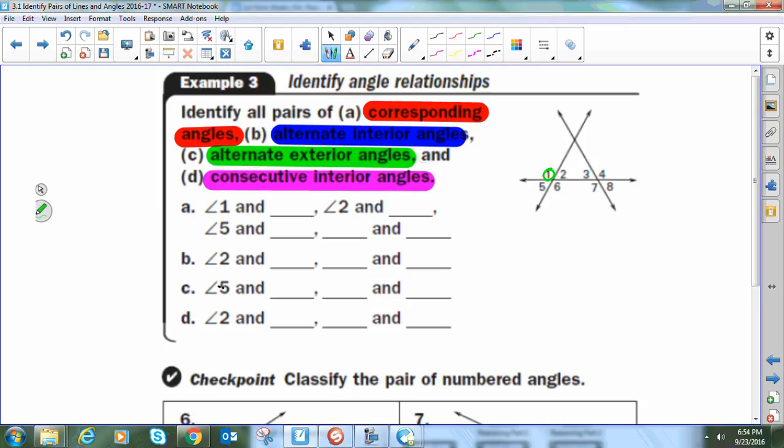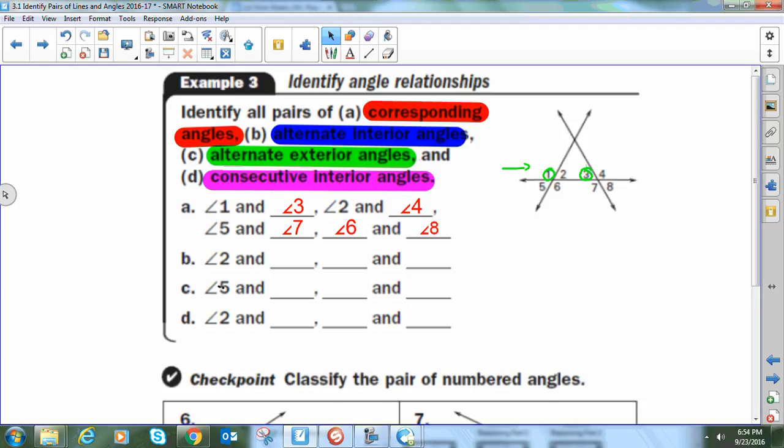So if we're just walking down the road, what's in the same spot when I get to the next intersection? Well, that would be angle 3. So angle 1 and angle 3 are considered corresponding angles because they're in a corresponding place at each intersection along the transversal line. So here are the examples of corresponding angles, at least in this diagram.